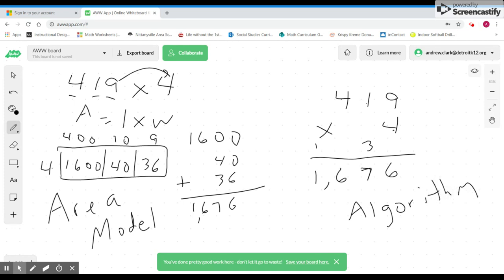So these three strategies are going to be on the test, and they're going to need to be able to multiply them correctly. All right?